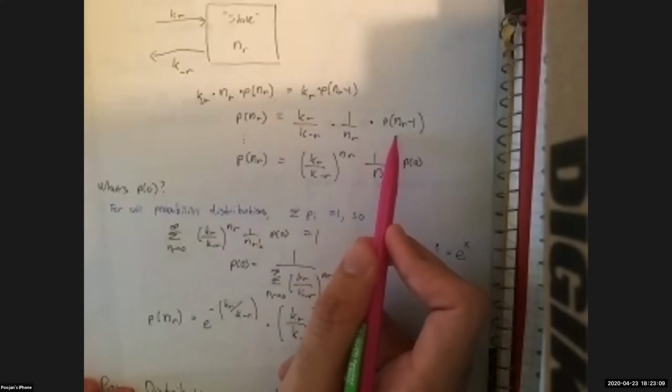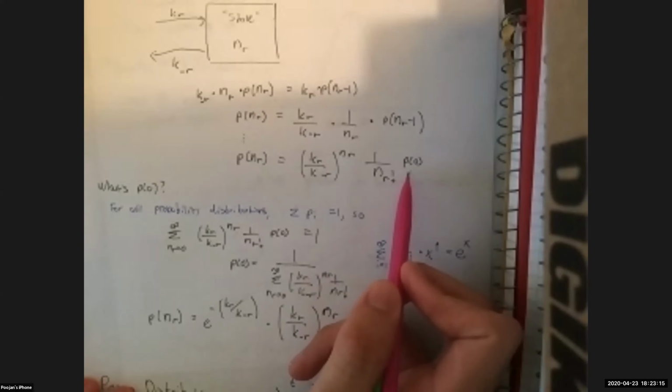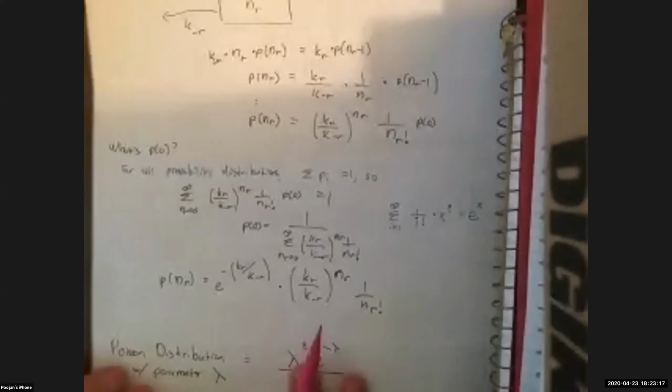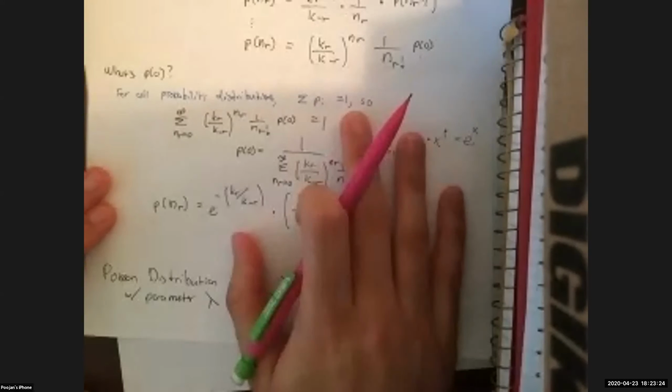Since this is a recursive definition, you can back solve this all the way to your probability of having 0 mRNA molecules. However, this still poses somewhat of a problem because we don't have a value yet for the probability of 0 mRNA molecules. So we can do a little bit further math.